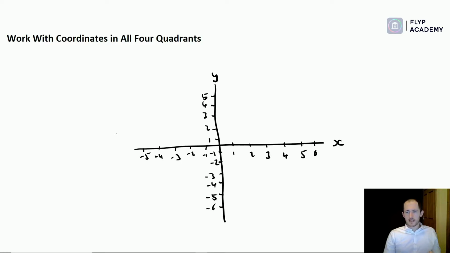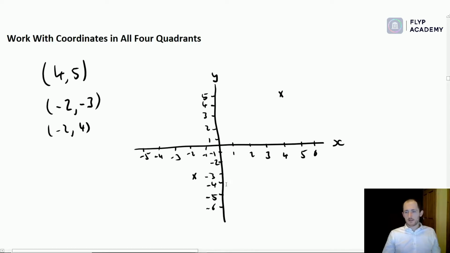You should be able to say, for example, if you wanted to plot the coordinate 4, 5, you should know that the first number is how far left and right you go. So if it's 4, we're looking for 4 along the x-axis, so that's here. And then 5 is how high up you go, so you're looking over here. Likewise, -2, -3 would give you, again, look along the x-axis. -2 is here, down to -3 would be over there. And then -2, 4. Again, you have -2 here, 4 up here. So you should be able to work with coordinates in all of these quadrants.